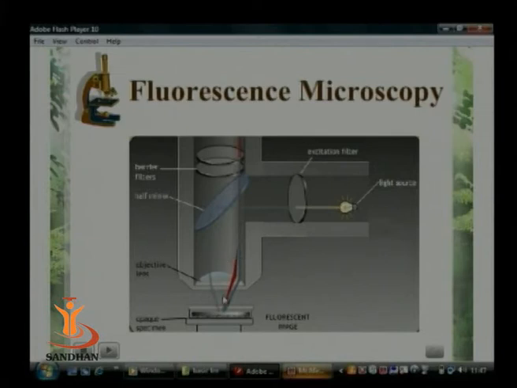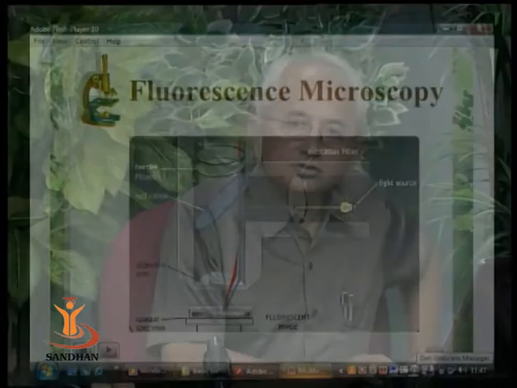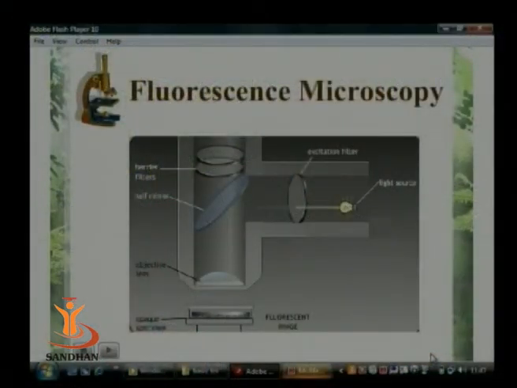The blue light is now transformed into red light because it has gone through the fluorescence phenomenon, and the image develops in the red color. Now let us have one more action replay that will tell you exactly what happens. See, look at the slide. This is what fluorescence microscopy is all about.